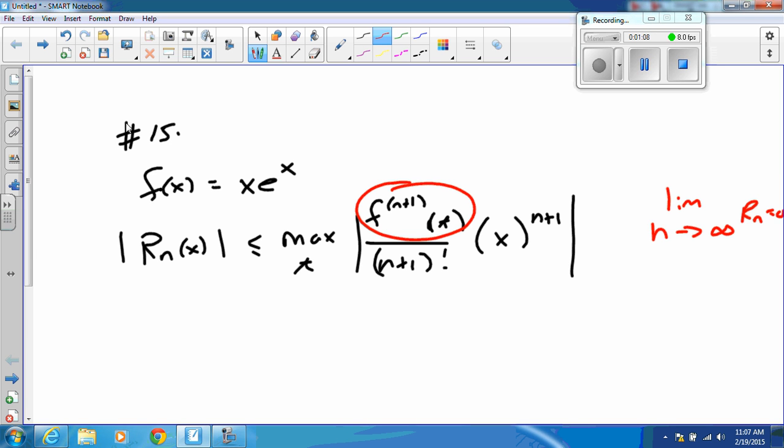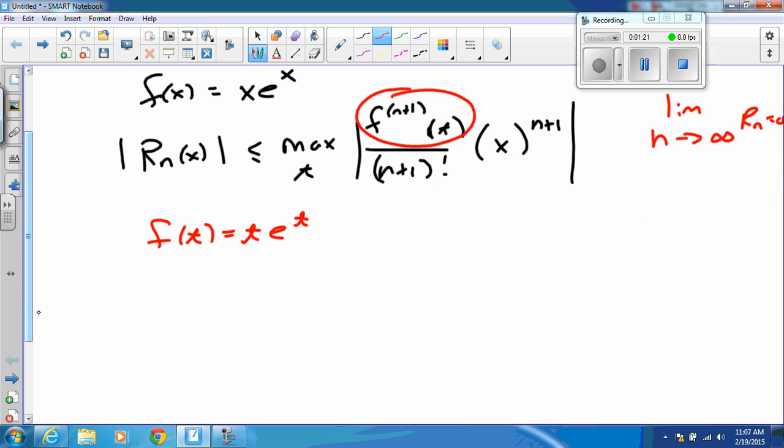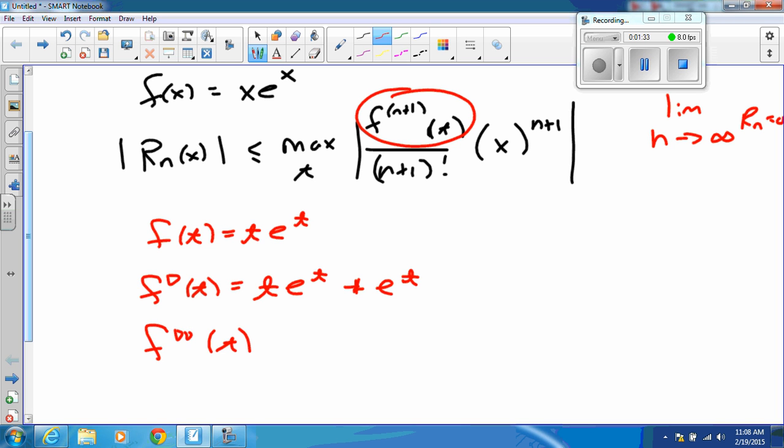Well, for this we need an expression for the n plus 1th derivative. So the only option that we really have is to start taking derivatives and look for a pattern. When I take a first derivative, I get, using the product rule, t e to the t plus e to the t. When I take the second derivative, from this term I get t e to the t plus e to the t, plus from this term I get another e to the t.